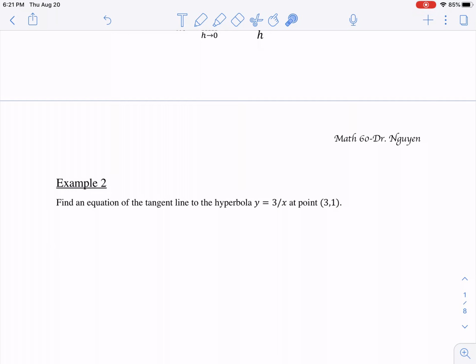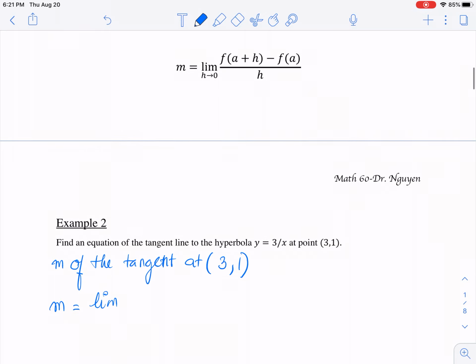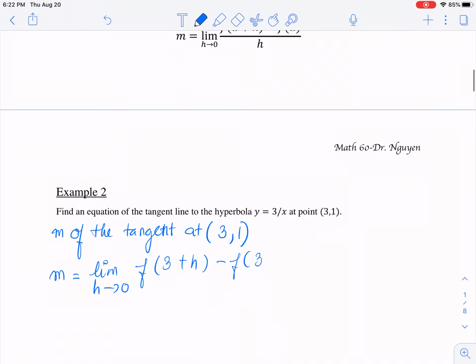So we need the slope of the tangent at (3, 1). I'm going to use the new expression instead. So we have the limit as h approaches 0 of f of 3 plus h minus f of 3, over h. Okay, so now let's take the limit.